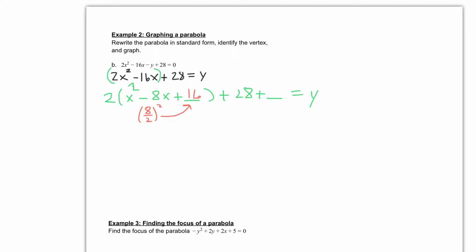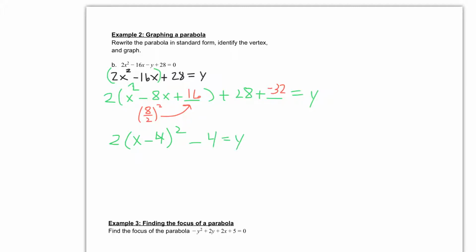Now if I add 16 to the inside here, I have to remember that this 16 is also being affected by the 2 that's on the outside. So 2 times 16 is actually what I've added to this side, which is 32. And I need to add the opposite of that on the outside, which would be negative 32. Completing my square, I get 2 times x minus 4 squared minus 4 equal to y.